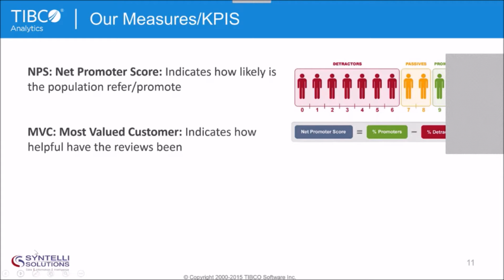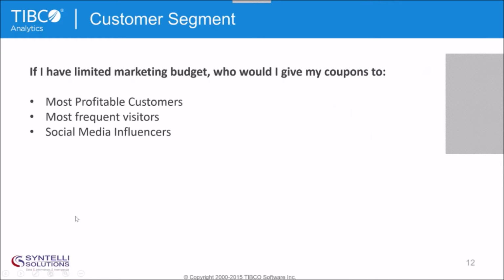So the question that was asked within the company was, if I have a limited marketing budget and I have to give coupons for my restaurant to a particular customer segment, who should I target? Should it be the most profitable customers, or the most frequent customers, or should I pass on those coupons to social media influencers? As the problem to begin with was our sagging ratings on the social media websites, we decided to go with the social media influencers.